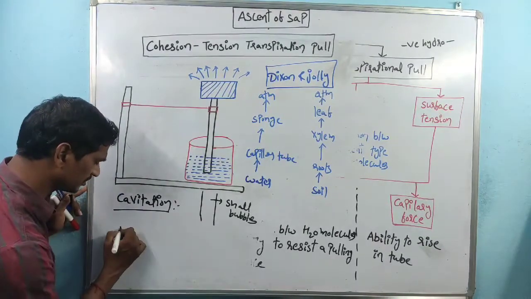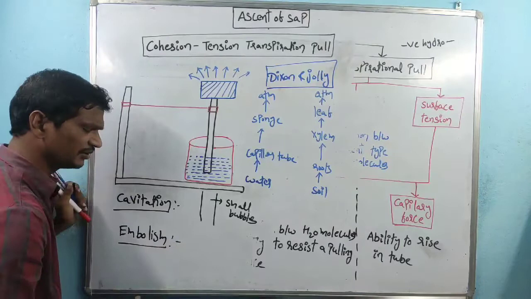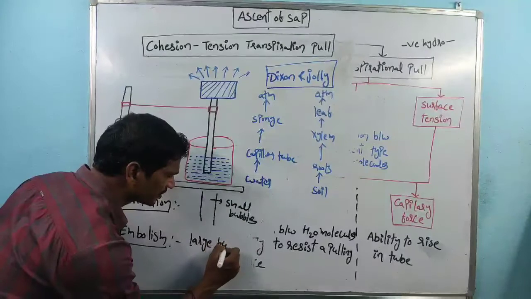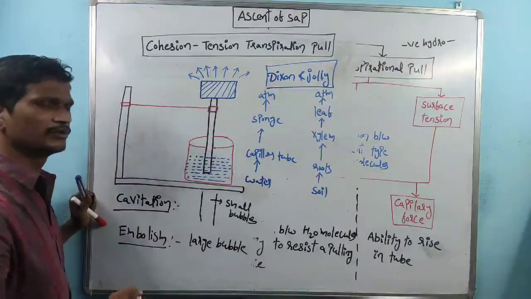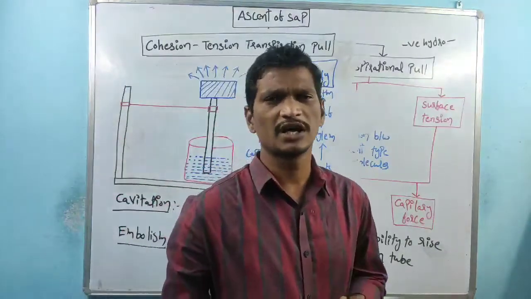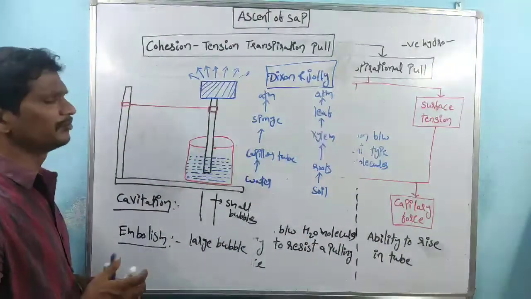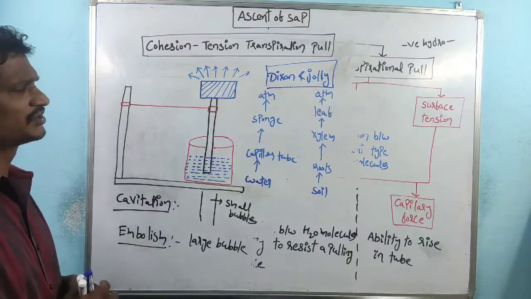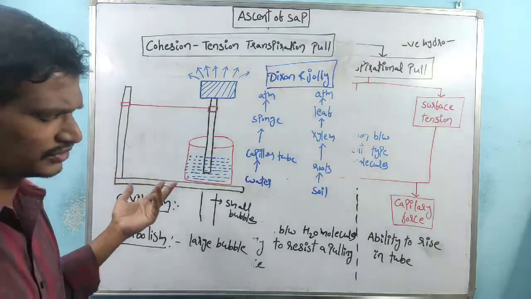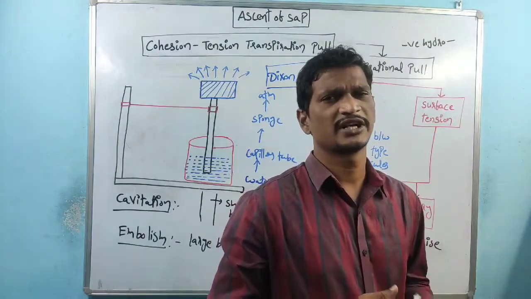The other one is embolism. Embolism means these small bubbles form large bubbles within the xylem vessels. When large air bubbles are formed, that condition is called embolism. One is embolism, the other is cavitation. So that is about cohesion tension transpirational pull, and before this we discussed root pressure. Next we will discuss the transpiration process.